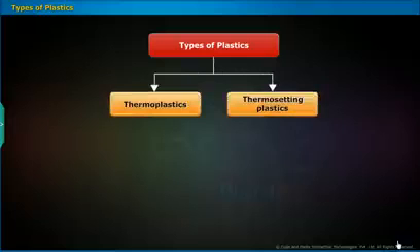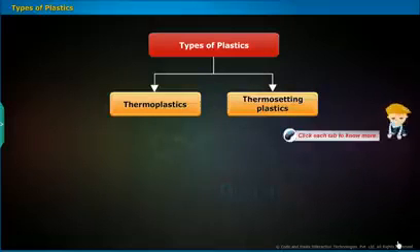Plastics can be classified into the following categories based on their thermal properties. They are thermoplastics and thermosetting plastics. Click each tab to know more.